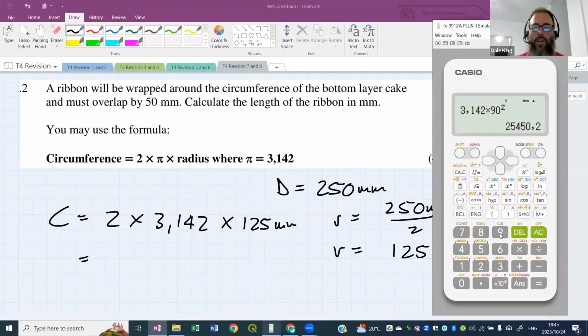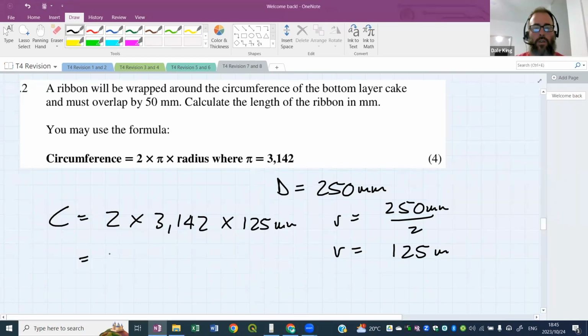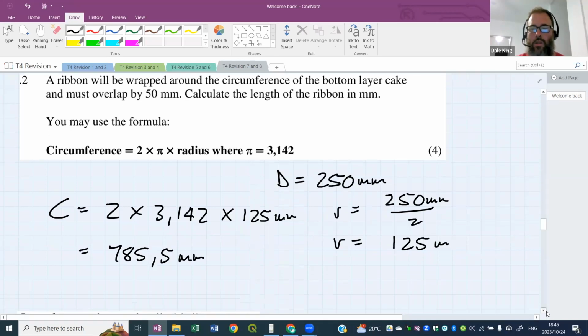Okay, so now the calculator comes out. Everything's ready to calculate. 3.142 times 125. All right. So let's see what we get. So we get 785.5. 785.5 millimeters. Okay, we put millimeters in, we're getting millimeters out.